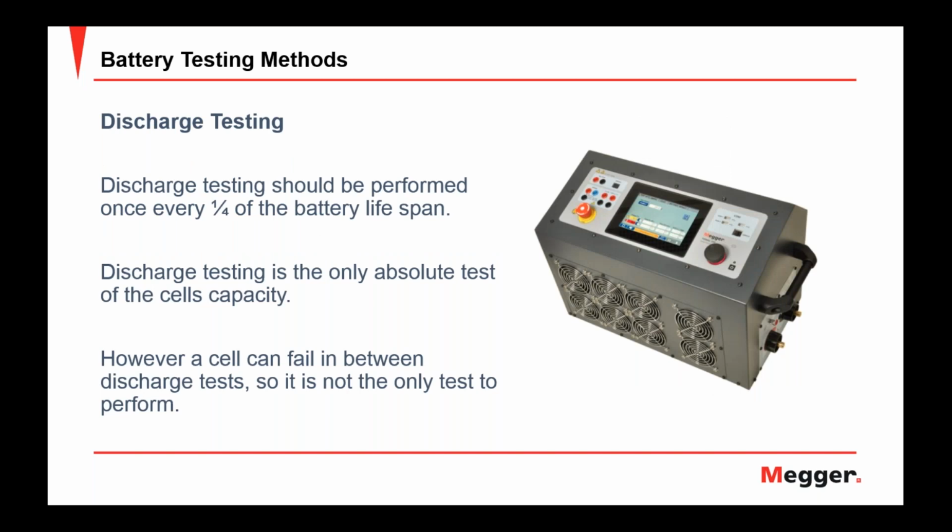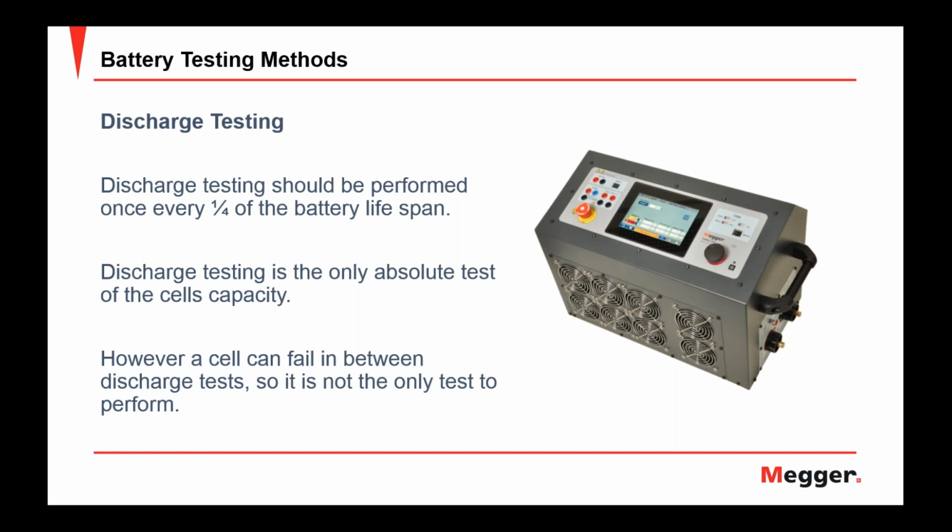Discharge testing. Now, discharge testing is the only test that will actually measure the actual capacity of the battery. And it's recommended to be performed every quarter of the lifespan of the battery. So if I have a battery that has a 20-year lifespan, I want to be doing this every 5 years. If I have a battery with a 10-year lifespan, I want to do it every two and a half years. Now, this will tell you how much capacity you have at that point, but one thing to keep in mind is that batteries can fail within this time span. So discharge testing is just part of a maintenance routine.